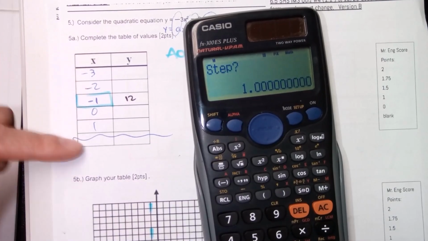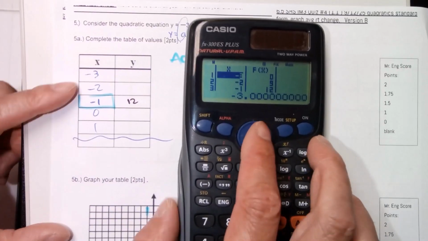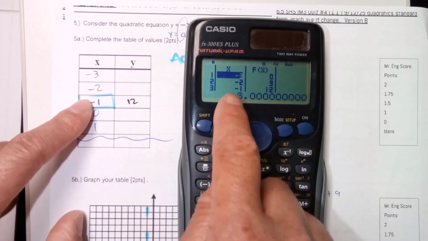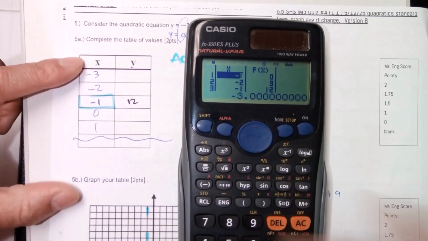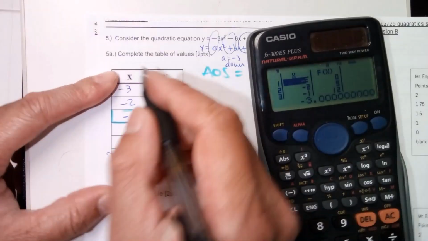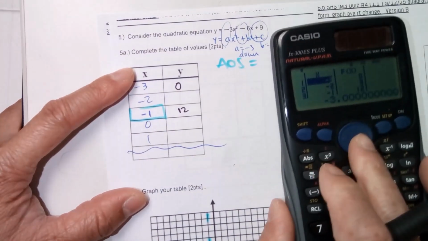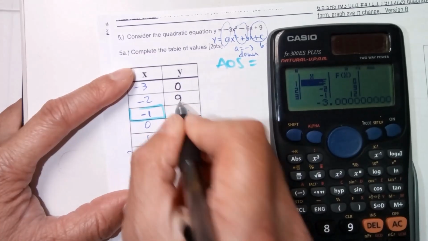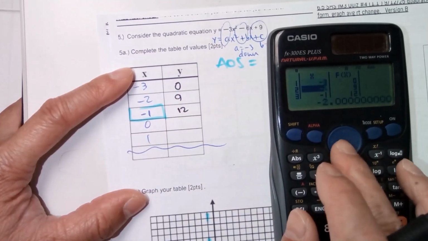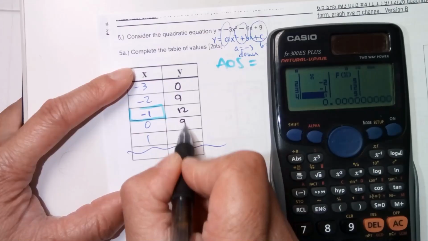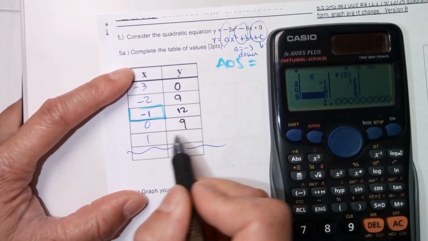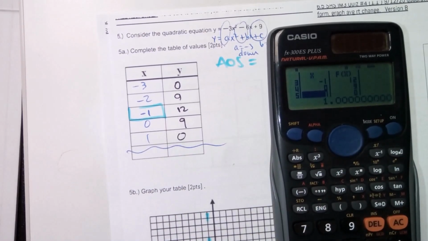So there's the one I wanted, -1, 12, -3, 0. So just copy it down now. -2, 9. These will be symmetrical, so that value should be the same. And then 1, 0. Okay, let's go ahead and graph those points.